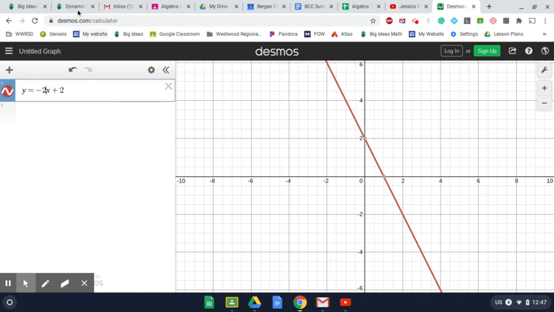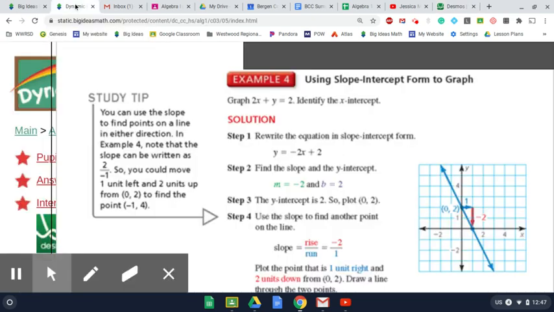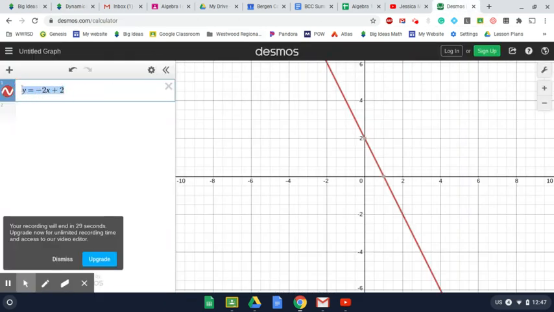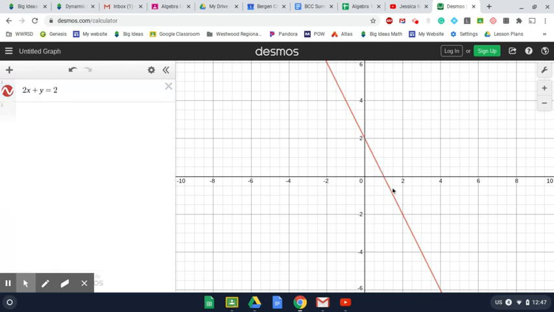I also want to show you that Desmos is a really nice tool in that you actually don't need to write the equation in y equals mx plus b form to graph it. You can actually graph it right from the original form. So I'm going to take this equation and plug it into Desmos. So let's see what happens. 2x plus y equals 2. So let's type that in here. 2x plus y equals 2. And look at that. We ended up getting the same exact line that's here.